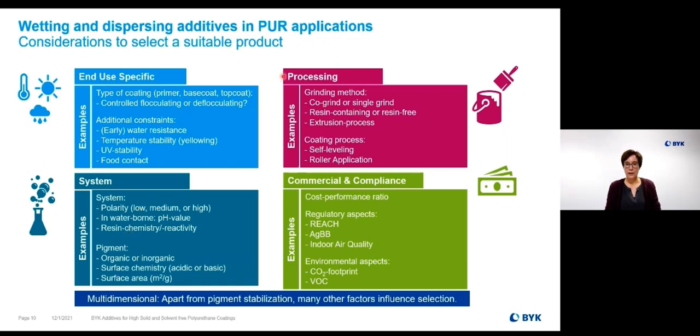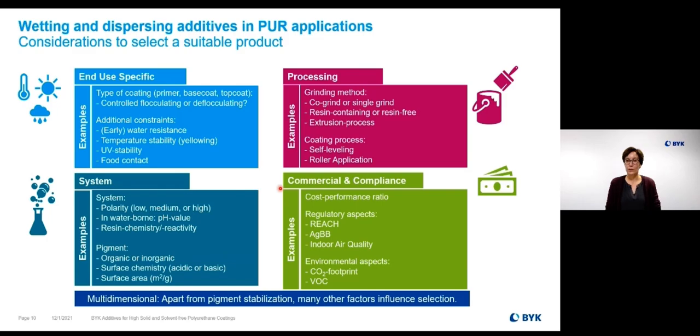Also important for the selection of the right wetting and dispersing additive is the processing. The grinding method, for example. Do we talk about a co-grind or a single grind, or even pigment concentrates? Do we have resin-containing or resin-free pigment concentrates? Do we talk about self-leveling or about roller application or about spray application? That all has to be considered when we want to choose the right wetting and dispersing additive.